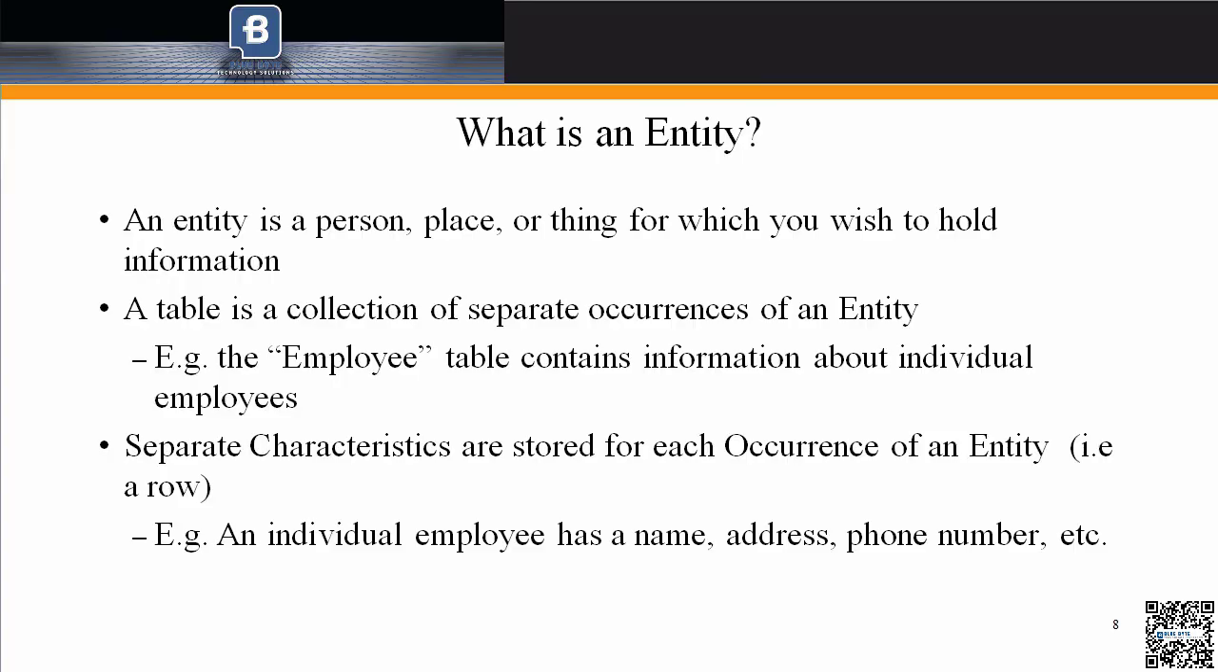Now, each separate characteristic of an entity becomes a column in the table, just like we had last name for employee and first name for employee. Those are characteristics, columns from a table. Each occurrence of an entity, in other words, one employee, is on one row. So the employee table is actually a collection of employee entities. Sounds kind of heartless, but that's the way we refer to it in database language.